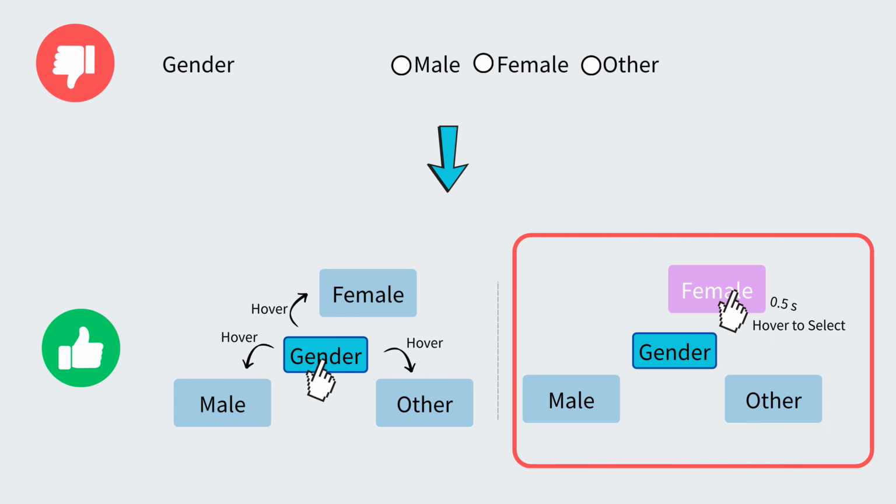When the mouse hovers over a button, it turns pink-purple. If the hover lasts more than 0.5 seconds, the button turns purple with white text. The system automatically selects that option and fills it into the field. And finally, the gender label turns gray to indicate that the field has been completed.